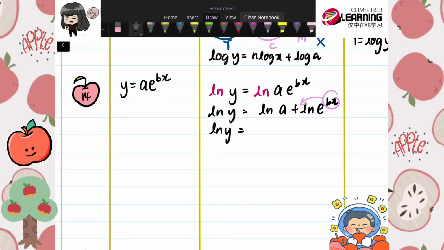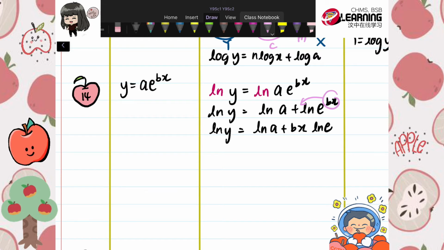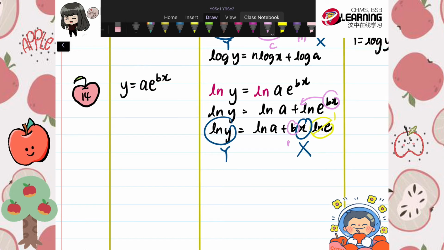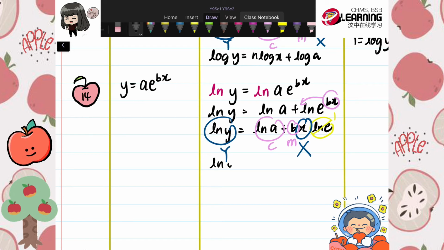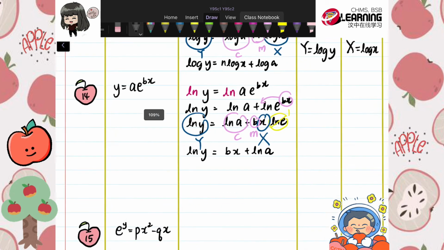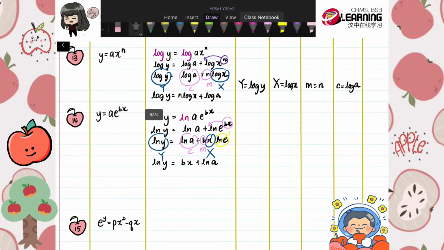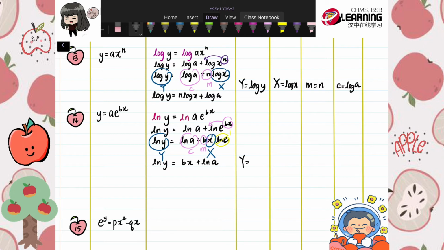So ln y equals ln A plus bx ln e. So ln e is 1. This one equals 1. Okay, then we have our y here, big Y, and this is our big X, and this is M, and this is C. If you want to arrange it nicely, then ln y equals bx plus ln A. Is that okay? So like this. So x is x, your M is B, and your C is ln A.